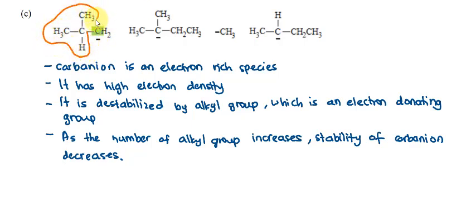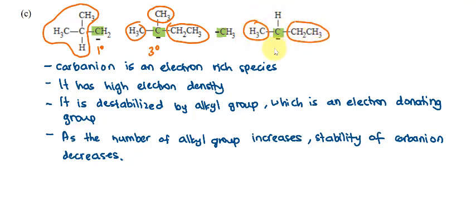There's only one carbon atom attached to this carbon, so only one alkyl group is present. This is a primary carbanion. The second one, we have 3 alkyl groups attached to this carbon, so this is a tertiary carbanion. And the third one, there is no alkyl group present, so this is a methyl carbanion. And the last one, we have 2 alkyl groups attached to it. So this one is a secondary carbanion.